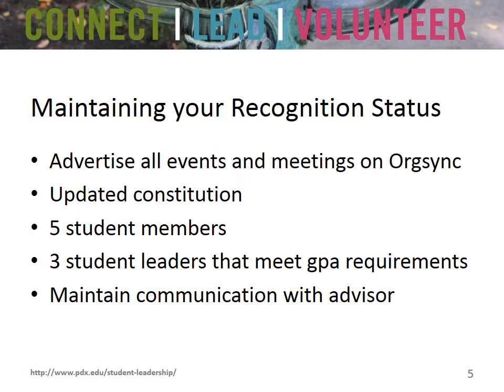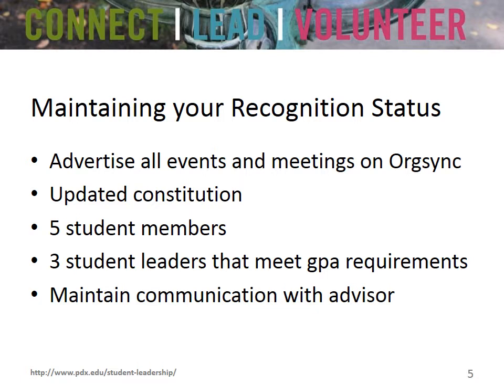You need to maintain at least 5 student members that have joined your group through OrgSync, and at least 3 of those 5 need to identify as leadership for your organization. Be sure to communicate any leadership changes to your advisor. These 3 leaders must be enrolled at least half-time and have at least a cumulative and quarterly GPA of 2.5 for undergrad and 3.0 for graduate.